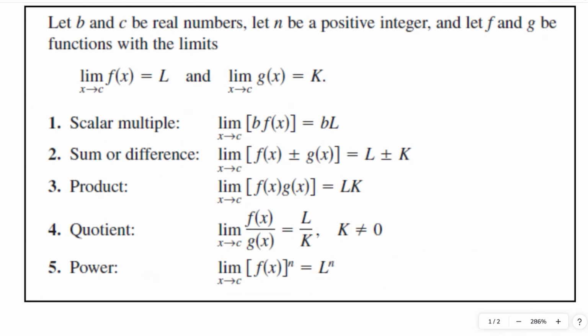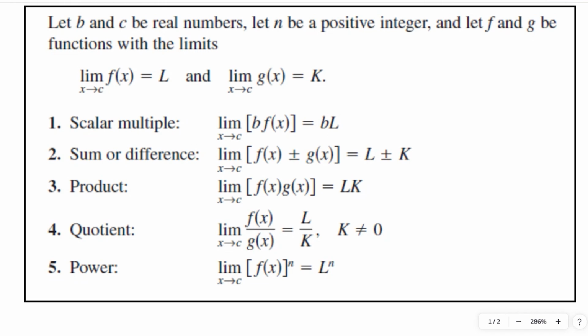The scalar multiple property basically says if you're taking the limit of an expression that has a multiplier, like let's say 3x squared, you can factor the 3, that coefficient, outside of the limit when you compute it. The sum or difference property basically means if you are finding the limit of the sum of two functions, you can find the limit of each function individually and then add those limits together. That's basically what this is saying.